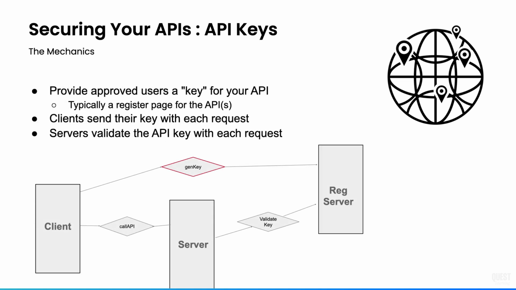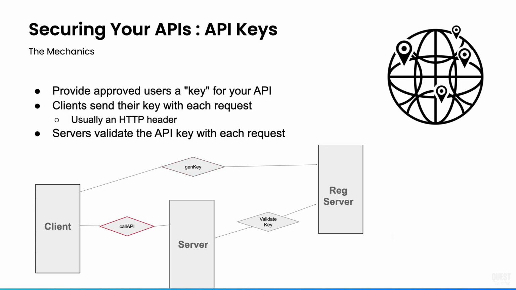Now let's talk a little bit about the mechanics of API keys. So you typically provide approved users a key for your API with some kind of register page. There can be a generate key function in your current service, or you can have a third-party service, depending on how sophisticated you want to make the process. The idea behind this is to make sure that you're only offering invitations, keys, to the people you really want to have them.